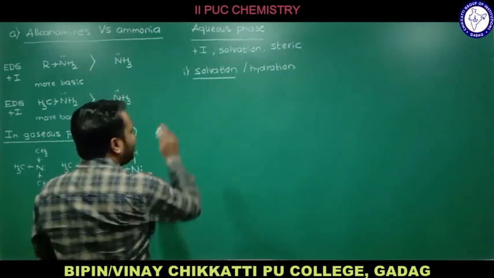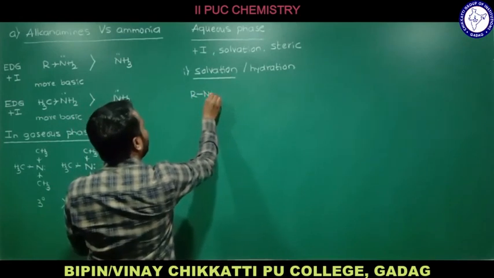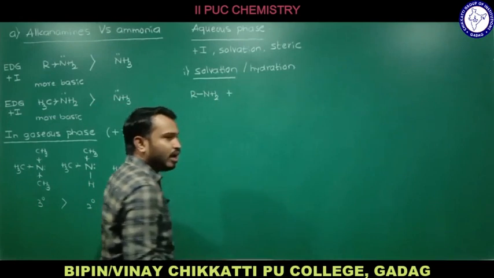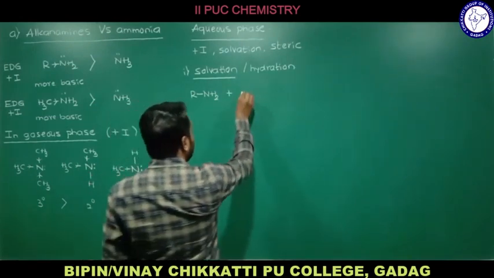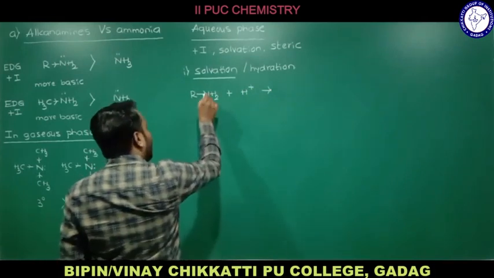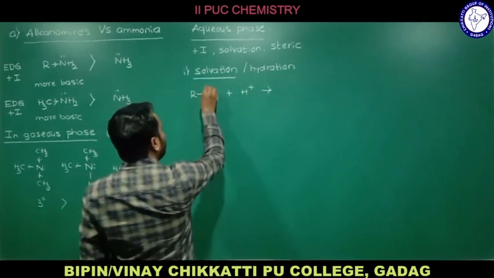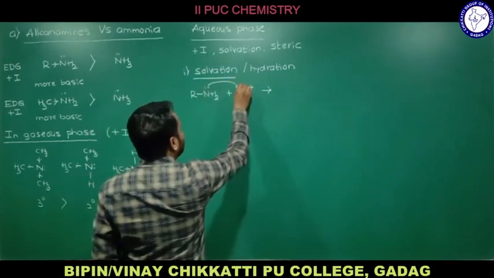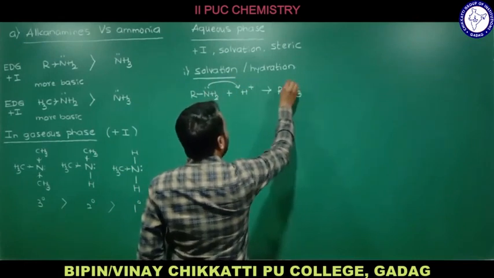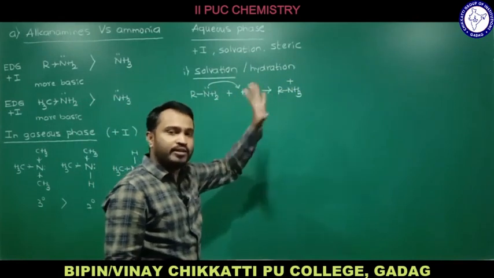Here I am going to consider one simple example, RNH2, a primary amine. When it is dissolved in water, of course water contains H plus ions. As I mentioned already, amines are basic in nature, they abstract a proton. The lone pair of electrons on the nitrogen abstracts the proton, and from that we get RNH3 plus. This is the cation of the respective amine.